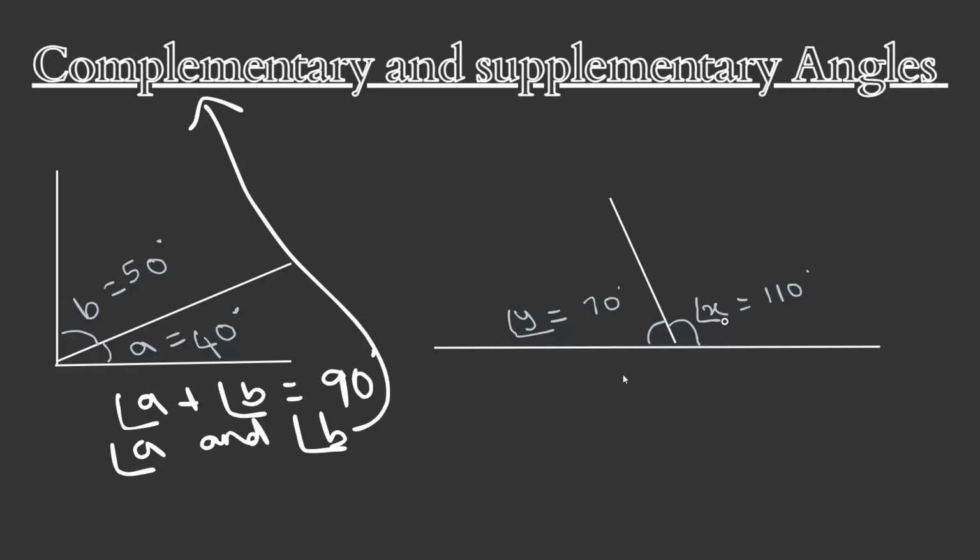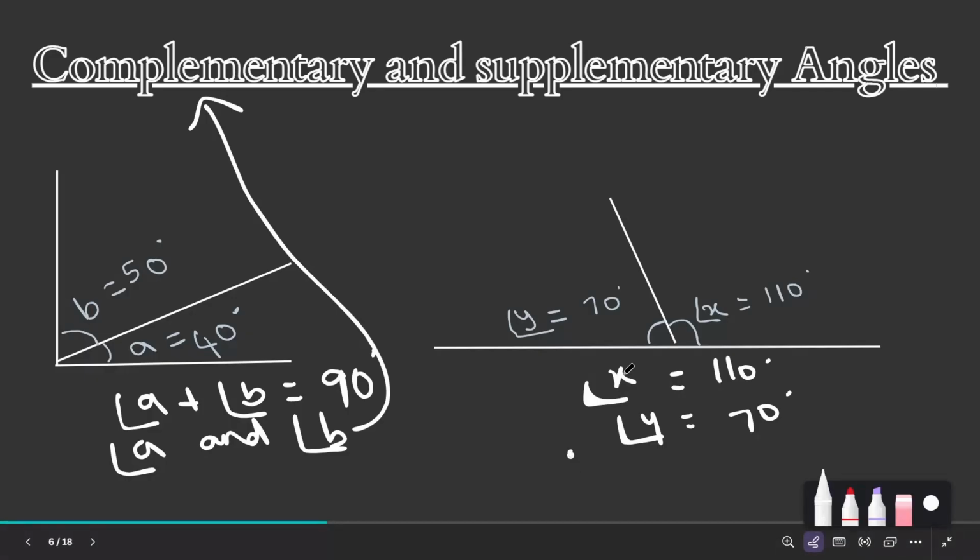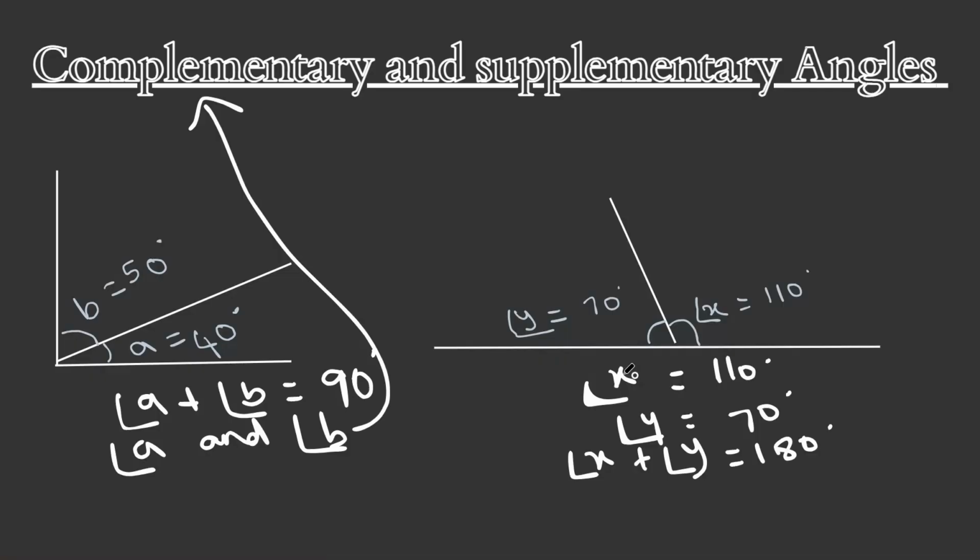If there are two angles, and when we add them we get 180 degrees, they are supplementary to each other. That means angle x is equal to 110 degrees and angle y is equal to 70 degrees. So angle x plus angle y is equal to 180 degrees. Angle x is supplementary to y and y is supplementary to x.